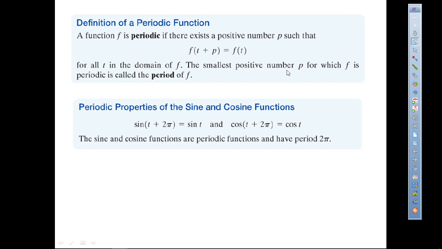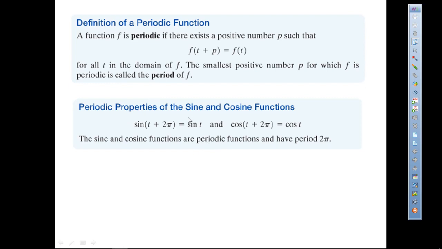Now, the smallest positive number p for which f is periodic is called the period of f. So what we're doing is we have a certain amount or certain values of a function that occur over and over again. That's what it means when you've got a periodic function.